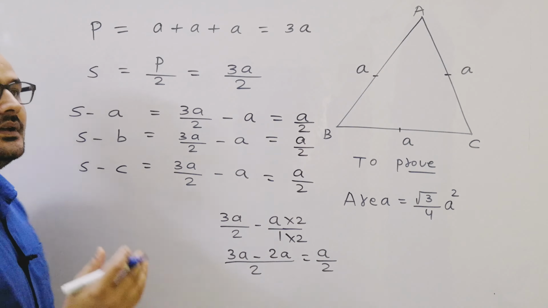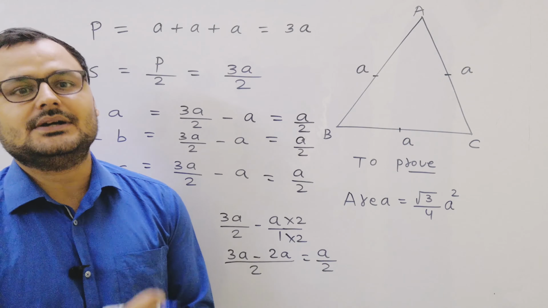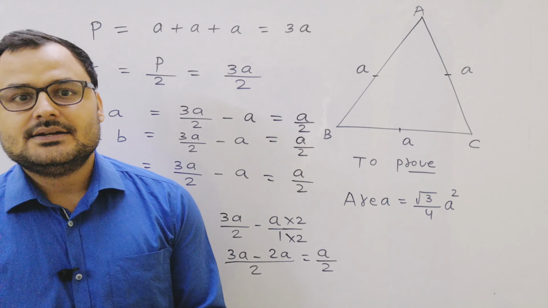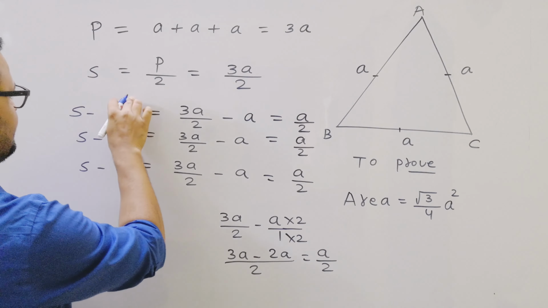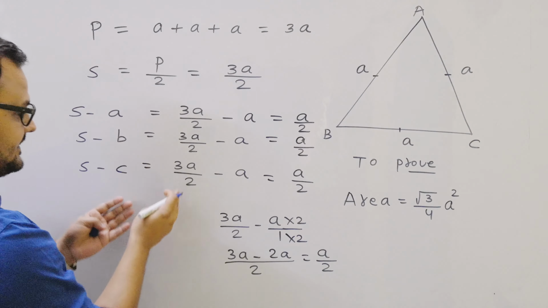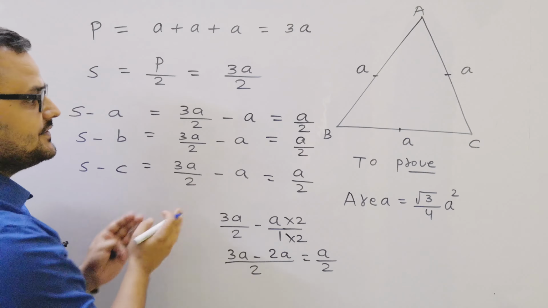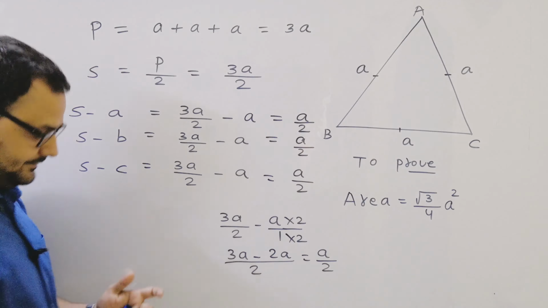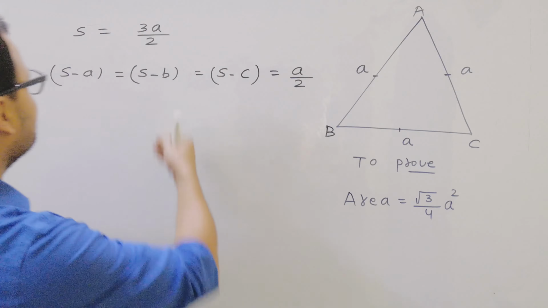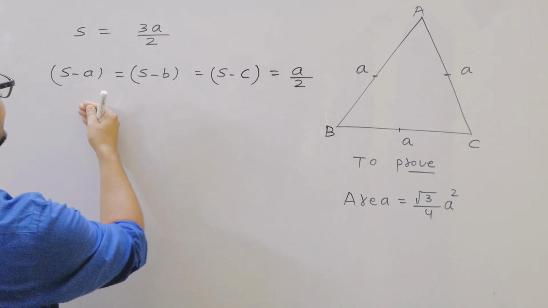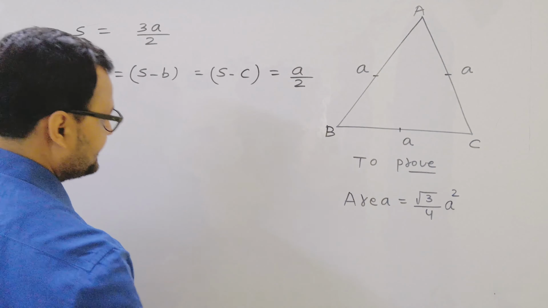If you remember Heron's formula, area equals root s into s minus a, s minus b, s minus c, and we have s minus a, s minus b, s minus c. Just copy it, and after this I am going to use Heron's formula to prove this one. Now we got s, that is 3a by 2, and s minus a equals s minus b equals s minus c, that is a by 2.